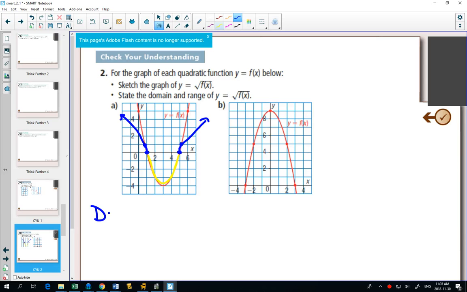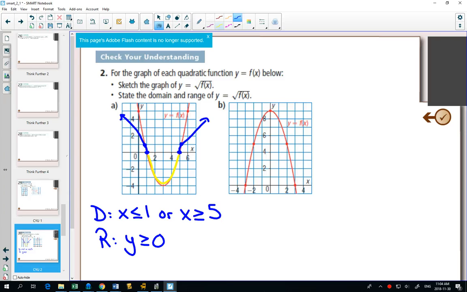So what we have for a domain, now our domain says that x can be less than or equal to 1, or x can be bigger than or equal to 5. And our range, our y values are bigger than or equal to 0.